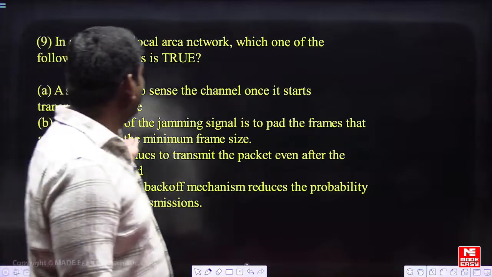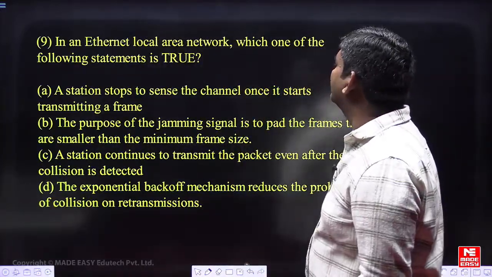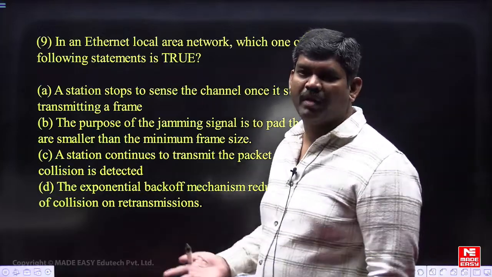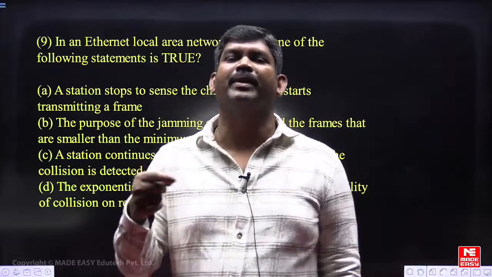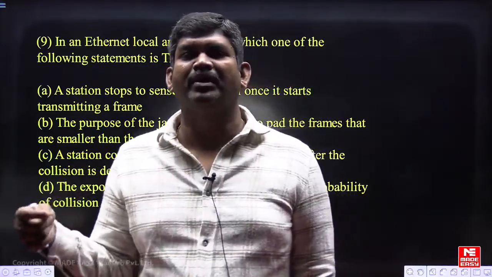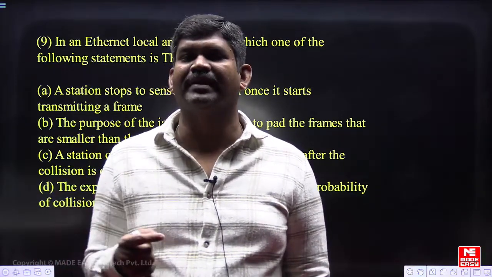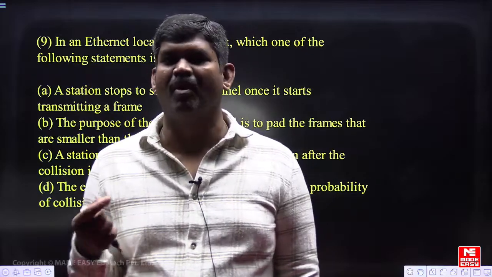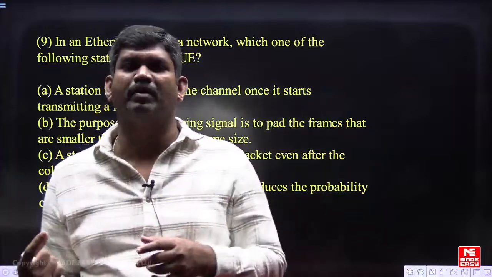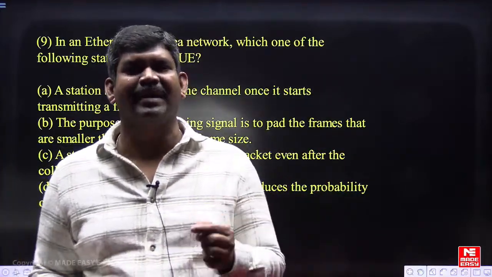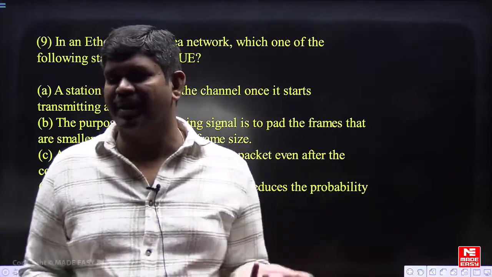See, option A: a station stops to sense the channel once it starts transmitting the frame. No, because if you observe CSMA/CD, parallelly two things are going to happen. Parallelly you transmit a signal and parallelly you are going to sense the channel. These two processes are going to run, because when you are sending that signal, you want to maintain that signal strength as moderate until the time of 2 into PT, because for the entire channel, one side is PT and the other side is also PT. If you are able to maintain the signal as moderate till the time is 2 into PT, it is confirmed that you have acquired the channel, then you can start sending your data.